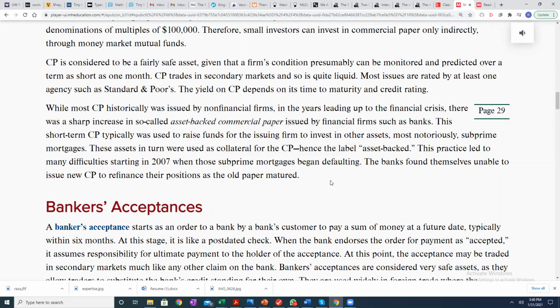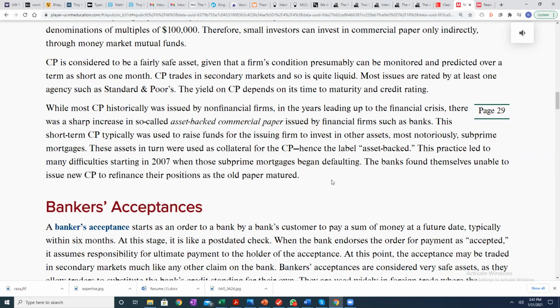The short-term CP typically is used to raise funds for the issuing firm to invest in other assets, most notoriously subprime mortgages, which was the cause of the 2008 meltdown. And these assets in turn were used as collateral for the CP, so they were called asset-backed. Then many subprime mortgages began defaulting, so the banks found themselves unable to issue new CP to refinance their positions as the old paper matured.